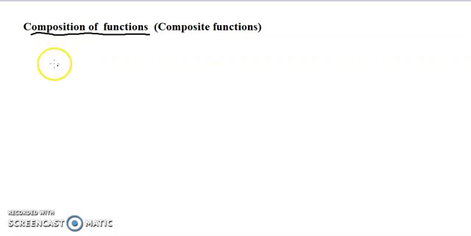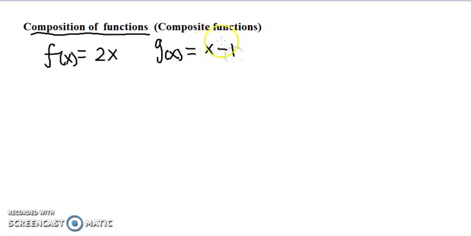For example, we have two functions. f of x is, let's say, 2x, and g of x is x minus 1. We can put these two functions together. There are two possible ways to put them together. Let me draw the vending machine to represent these two functions. When we put them together, there is an order, and the order does matter here.